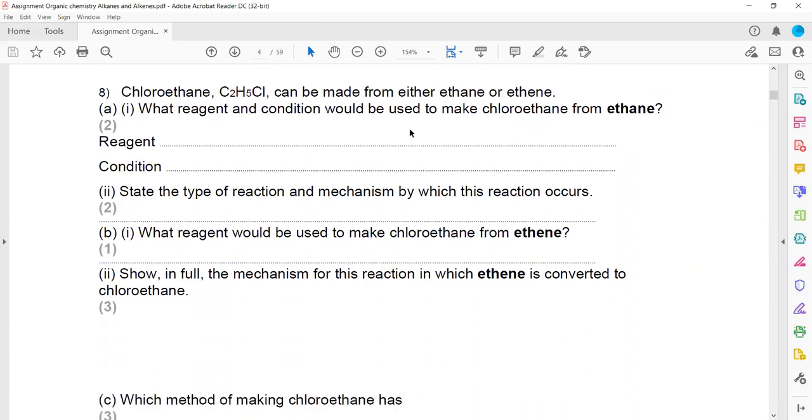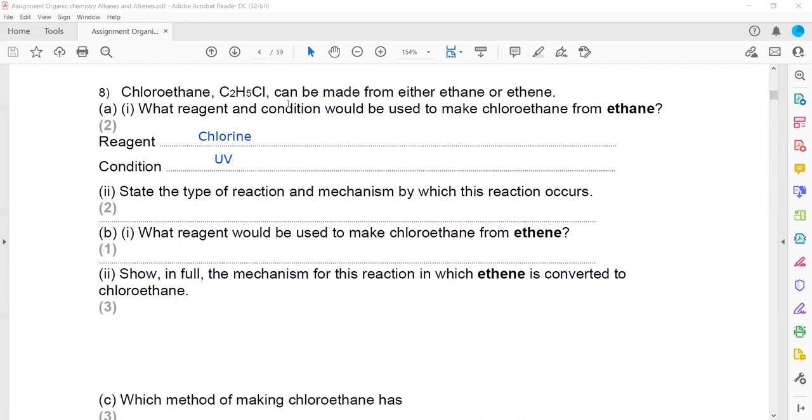Then chloroethane can be made by either ethane or ethene. What is the reagent and condition? When we want to produce a halogenoalkane from an alkane, the reagent will be chlorine, and the condition should be UV, ultraviolet light.